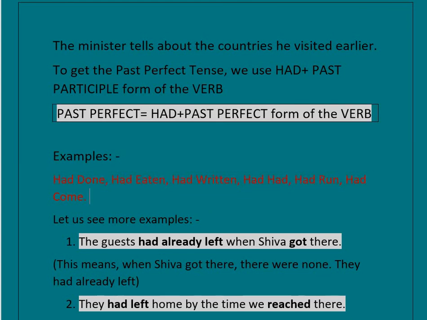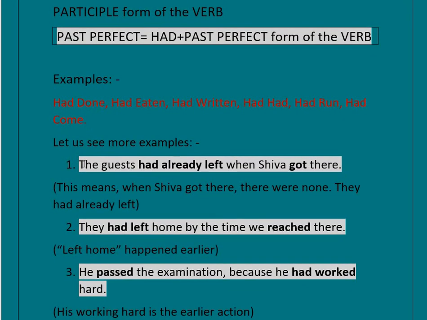Let us see more examples. The guests had already left when Shiva got there. This means when Shiva got there, there were none. They had already left. So, just like the rule, there are two verbs. One happened earlier. The one that happened earlier will take the past perfect form. Second example, they had left home by the time we reached there. Here, leaving home happened earlier. So, they had left home by the time we reached there.